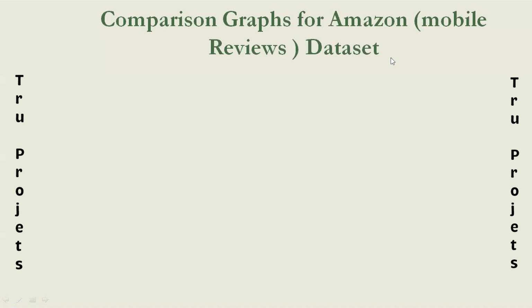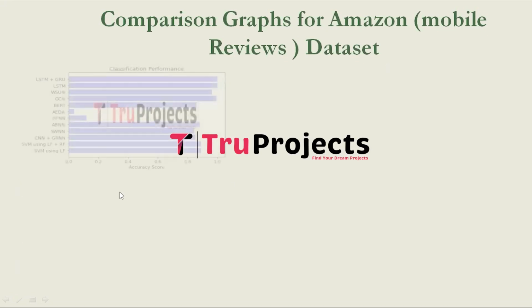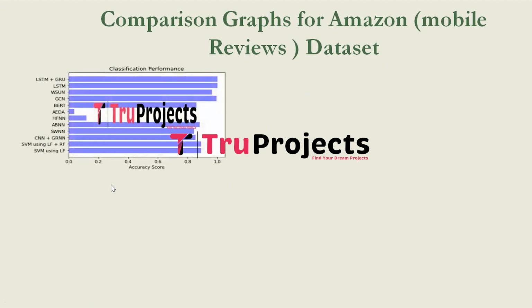We have evaluated this project using different classification metrics, which are accuracy, precision, recall, and F1 score. So here we have comparison graphs for the Amazon dataset, which is the mobile reviews dataset. This is the accuracy comparison graph. Here we have on the x-axis the accuracy score for each algorithm, and on the y-axis we have algorithm names. Accuracy is a metric used to measure the overall correctness of a classification model. It is defined as the ratio of correctly predicted instances to the total number of instances in the dataset.